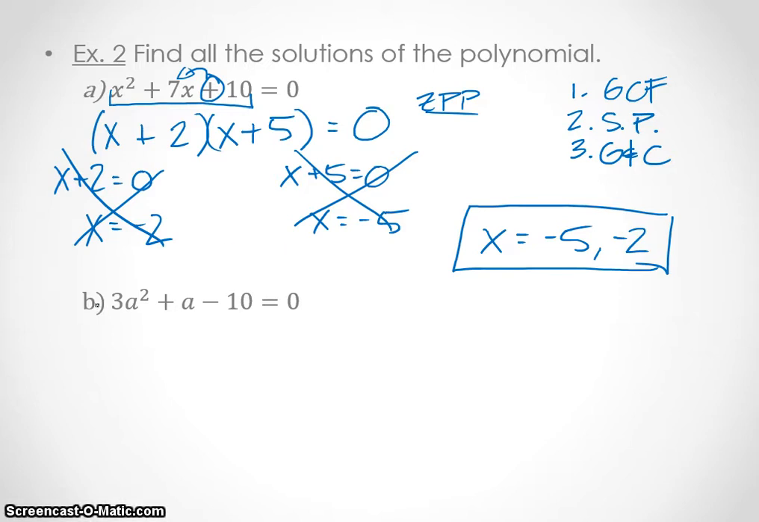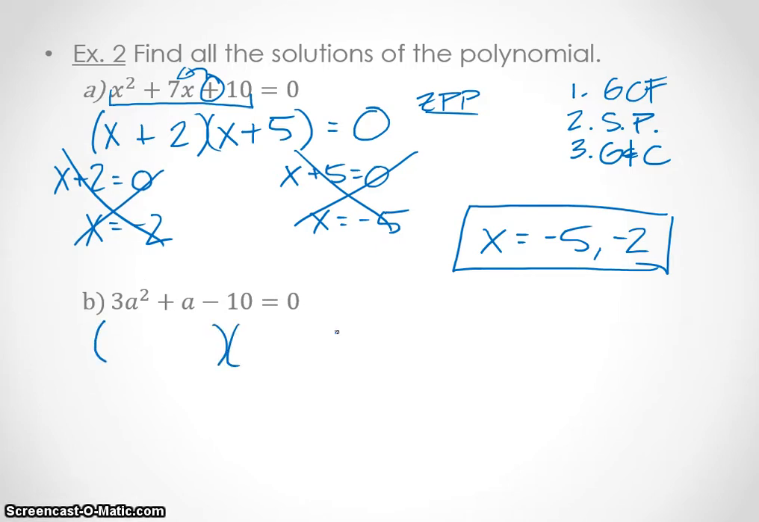Now for letter B, it says 3a squared plus a minus 10 equals 0. Again, you're going to have to factor these to solve. So let's go ahead and make sure, can we find a GCF? We have 3, 1, and 10, a squared, a, and no, GCF isn't going to work. Special pattern, square root of 3, nope, that's not going to work. So let's go right to guess and check again.